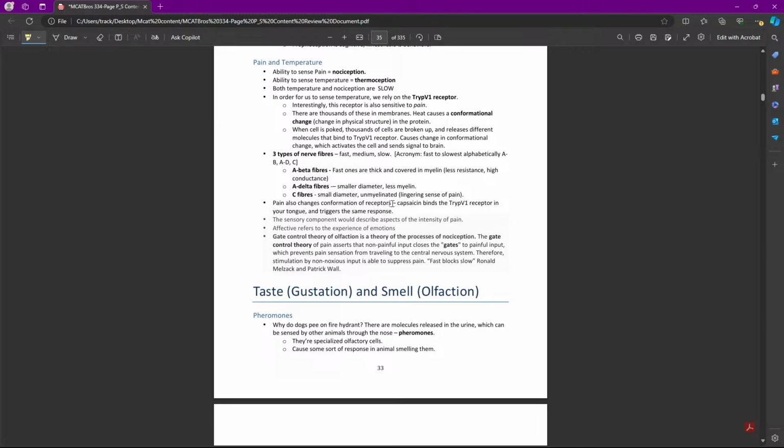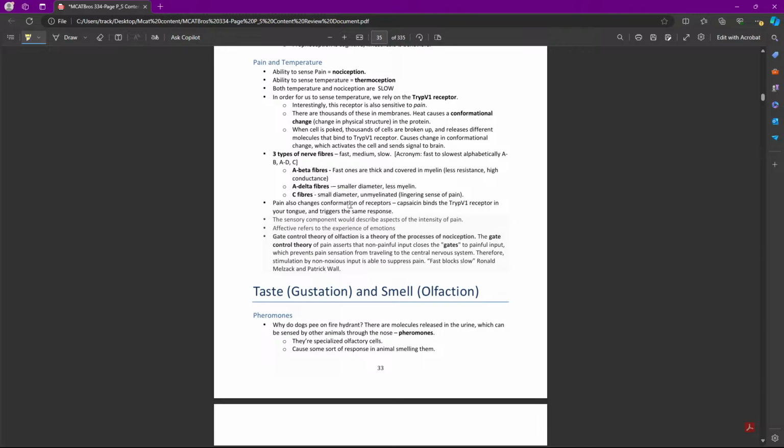Pain also causes a change in the conformation of receptors. It causes capsaicin to bind to these receptors, especially in your tongue. This triggers a response to send a neural response. So the sensory component would be described as the aspect of the intensity of pain. The affective component is our experience of emotions.